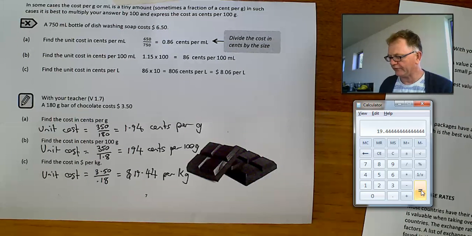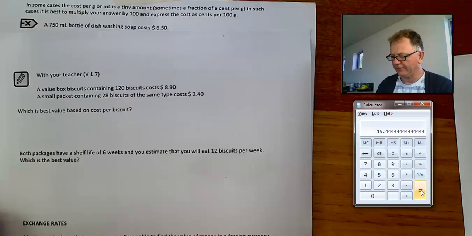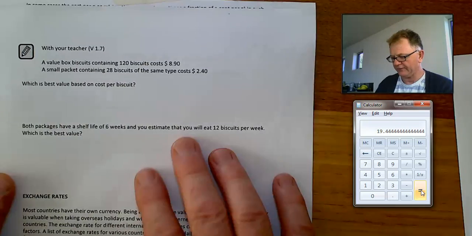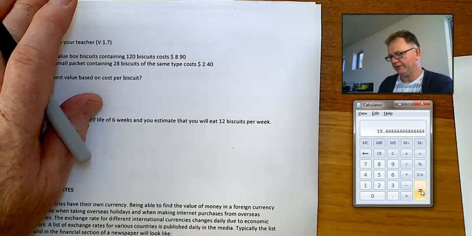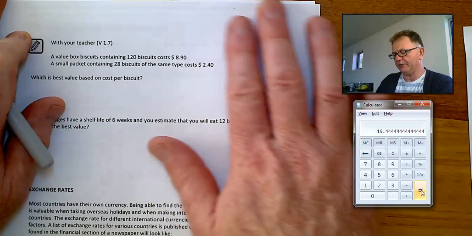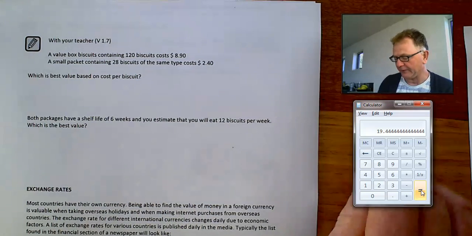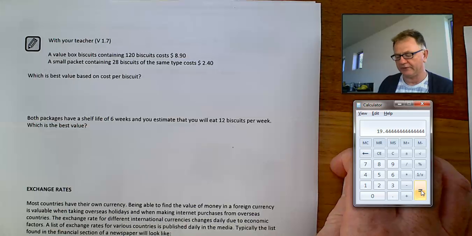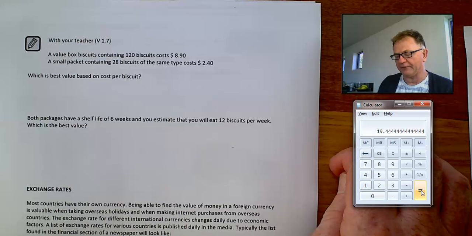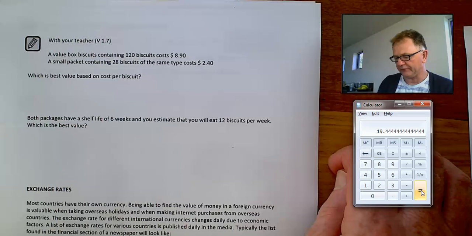per kilogram. We've got another question over the page. It concerns a value box of 120 biscuits and comparing that with buying a smaller pack which contains 28 biscuits. So one way to compare the two is to work out the number of cents per biscuit that each of them cost.